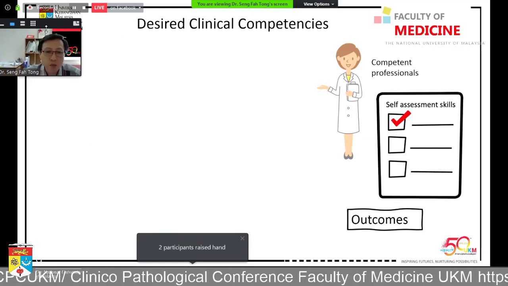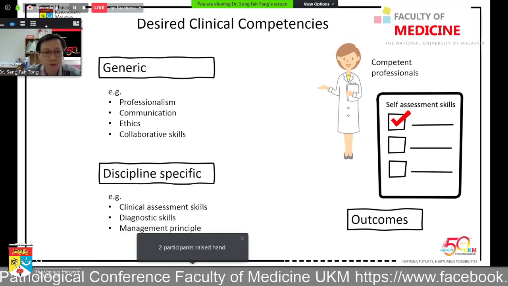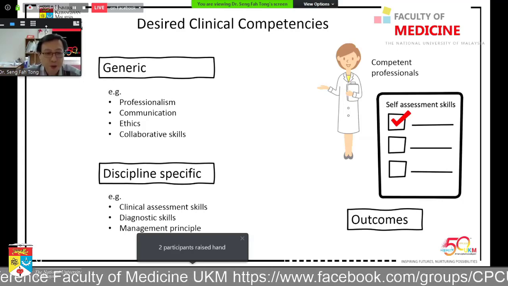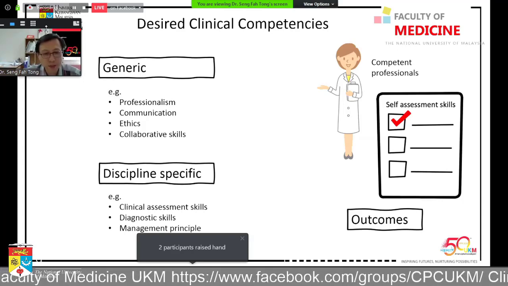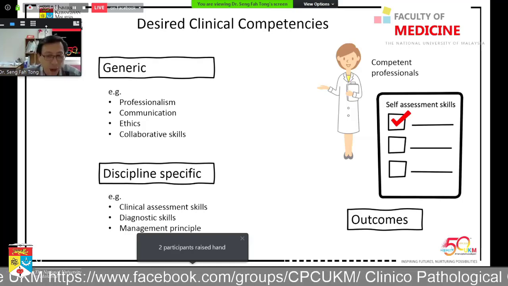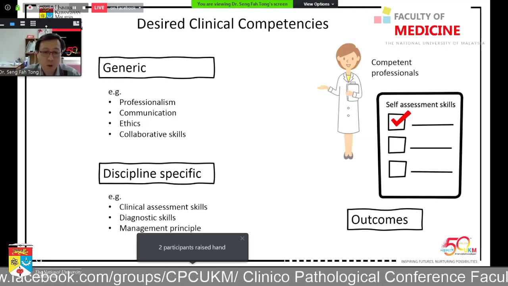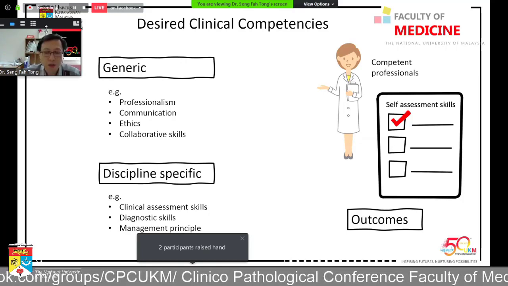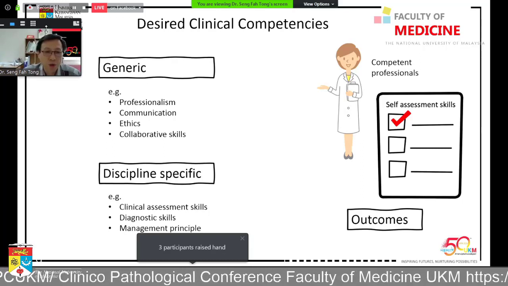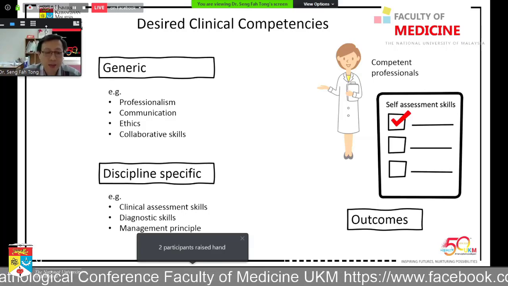So looking at professional competency, what exactly are we looking at? Of course, there are many things we're going to look at. They are generic: professionalism, communication skills, ethics, collaborative skills. These are really so-called soft skills. And of course, discipline specific. Every specialty, for example ENT, surgery, medicine, has a different way of defining what competent skills they are going to have. Similarly, as I'm a family physician, I will probably need to look more at what a family physician is supposed to be in discipline-specific skills.